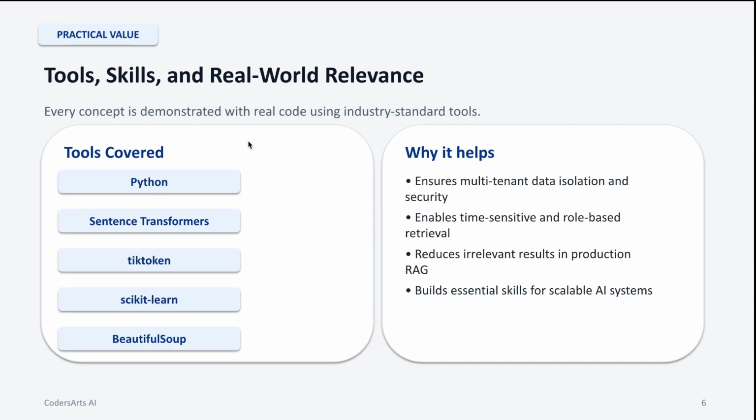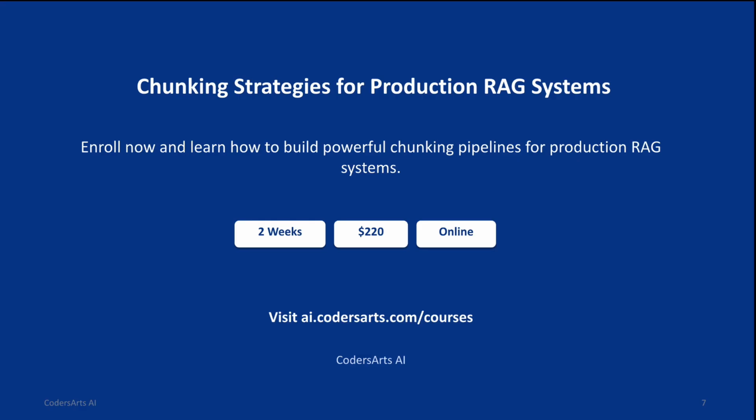You will work with real tools: Python, sentence transformers, tiktoken, scikit-learn, and more, and learn how to build systems that are accurate, scalable, and production ready. The kind of systems companies actually need. If you are building AI products, this skill is non-negotiable.